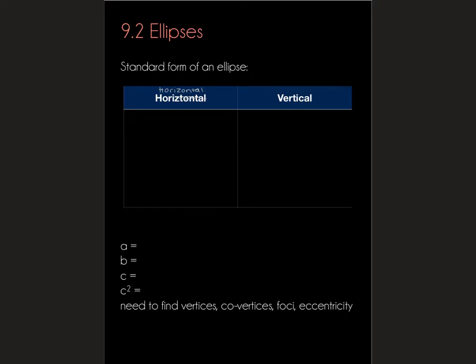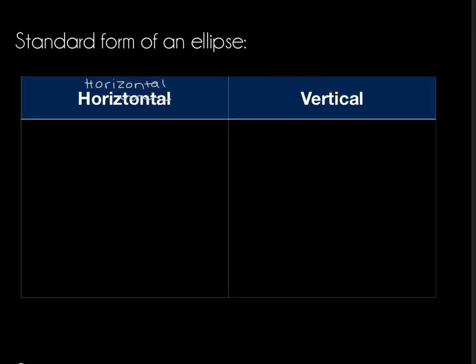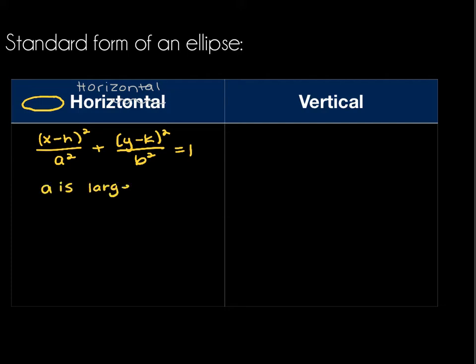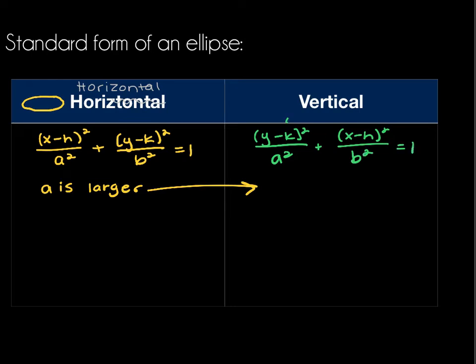9.2 is ellipses. So the standard form of an ellipse, remember there's 2 of them. If it's horizontal, that means it's wider than it is tall, okay? Then you've got x minus h squared over a squared plus y minus k squared over b squared equals 1. The a is larger, which is going to also be true for vertical. Vertical is y minus k squared over a squared plus x minus h squared over b squared. And really the order doesn't matter. These can be switched.